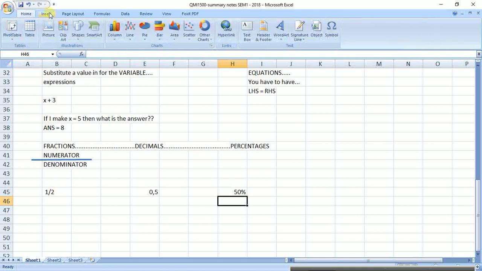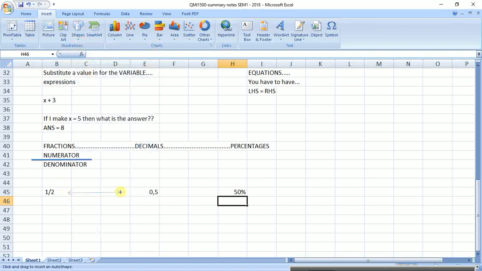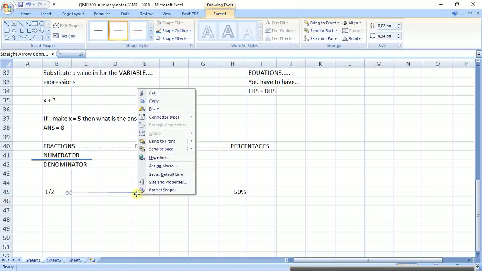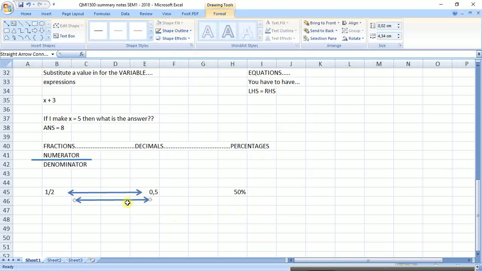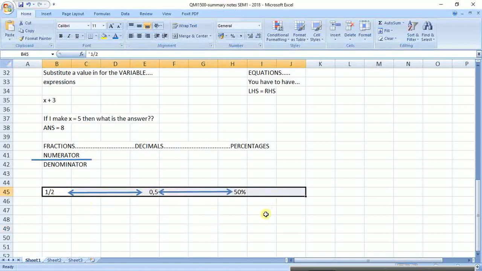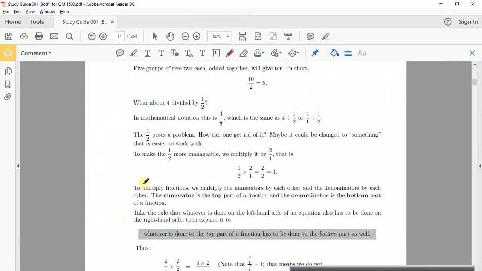Alright, so that's the difference between fractions, decimals, and percentages. They all link. You can write them in any format that you want to. So all of those are equivalent. A half is the same as 0.5 is the same as 50%.